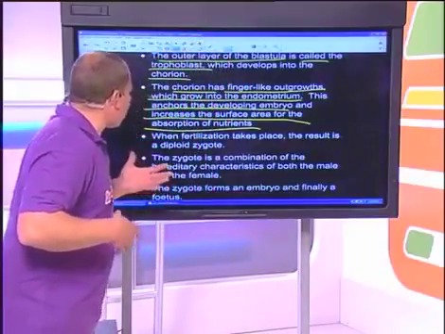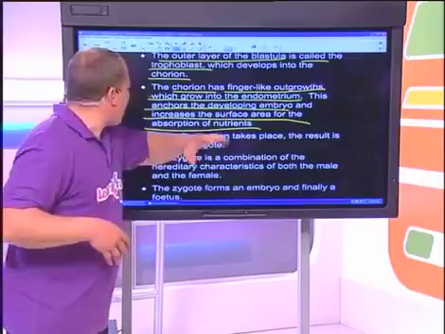Okay, I want to put it in the right way. Okay, increases the surface area. It anchors the embryo. Okay, right. Sticks it in there, and it gets the nutrients.